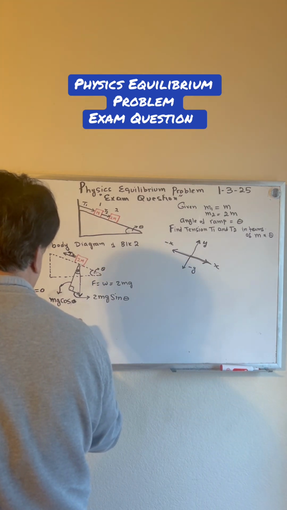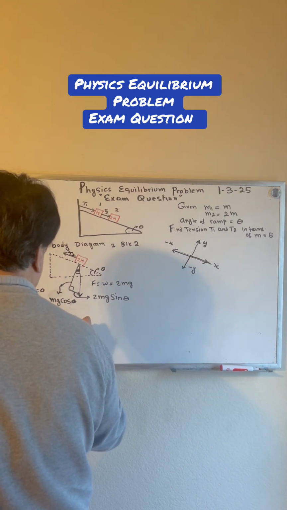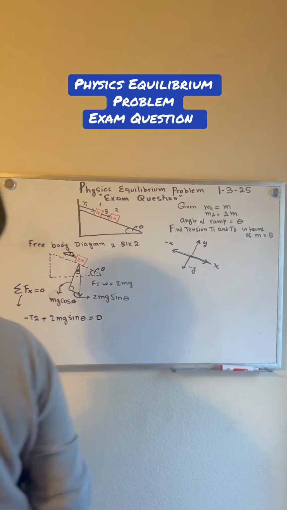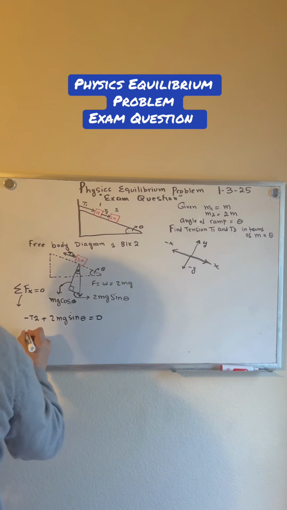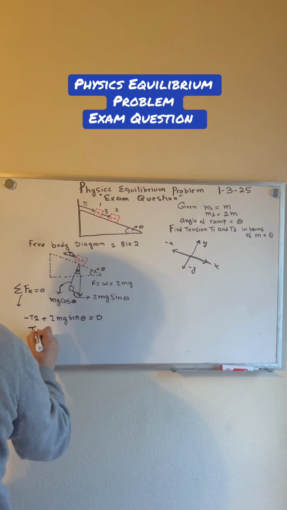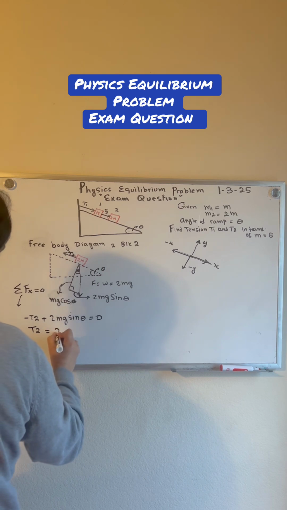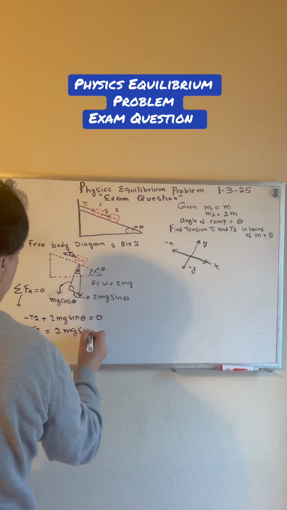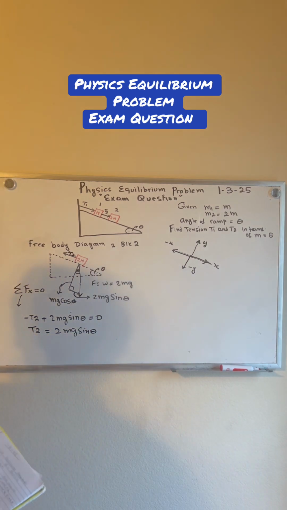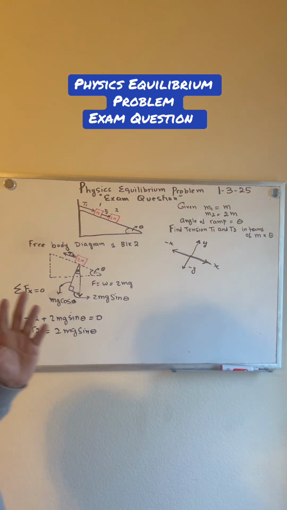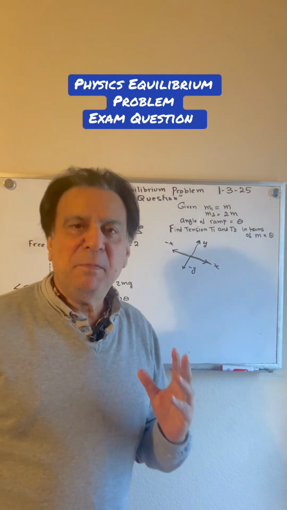2mg sine theta. All of this is equal to 0. Okay, so then we just rearrange the algebra, and we say T2 is equal to 2mg sine theta. So my friends, you have successfully found tension number 2 in terms of theta and mass.